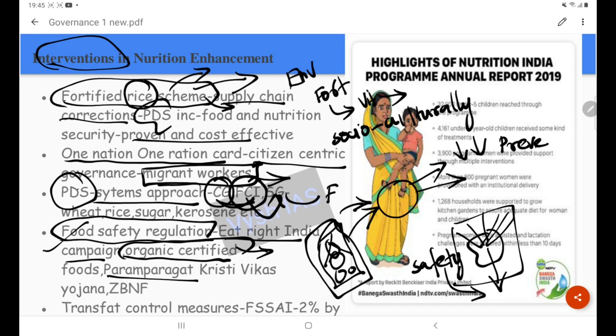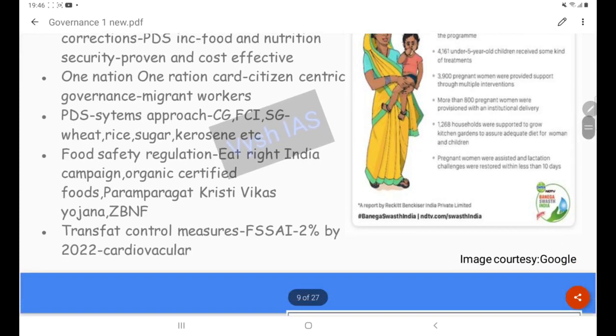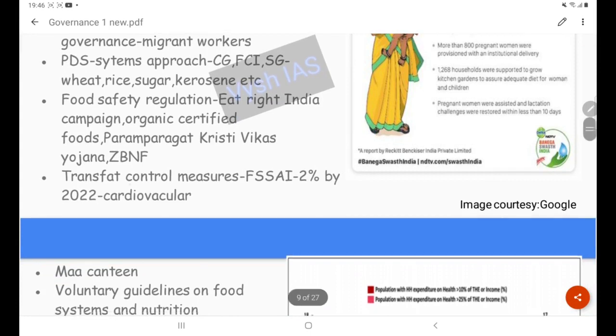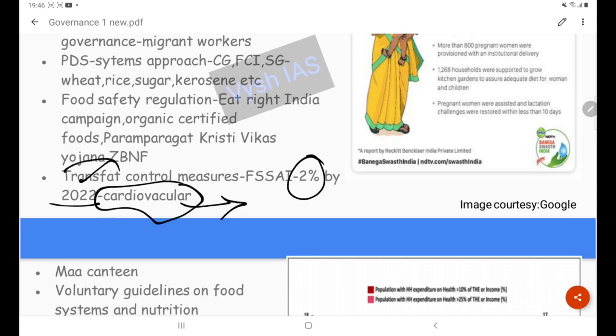Then Paramparagat Krishi Vikas Yojana, again organic farming, zero budget natural farming. Again, it is an economical method and a sustainable, eco-friendly method. Then trans fat control measures. FSSAI is planning to control trans fat to 2% by 2022. Trans fat is a major reason for cardiovascular diseases in India. So if you control this, obviously it is going to get reduced.